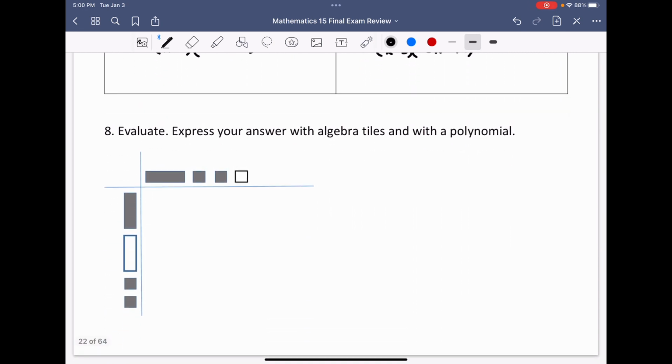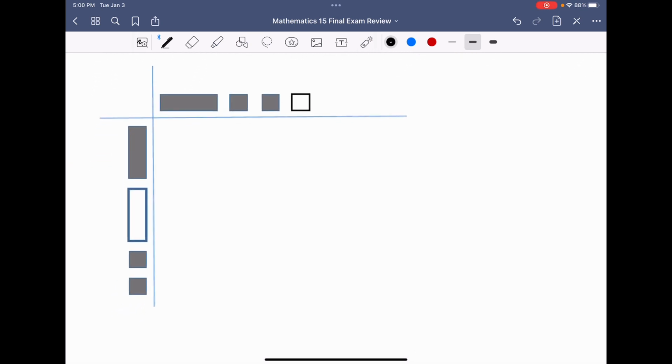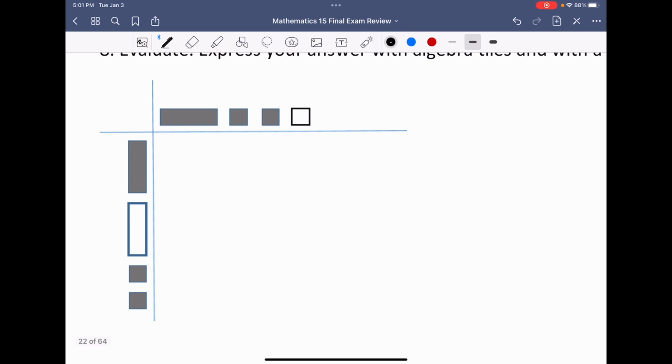All right, evaluate and express your answer with algebra tiles and with a polynomial. Okay, so they give us the tiles here. Remember that shaded represents a positive and unshaded represents a negative. So if I was to write this above, what I technically have here is rectangles are represented by x, and since it's shaded, it's positive.